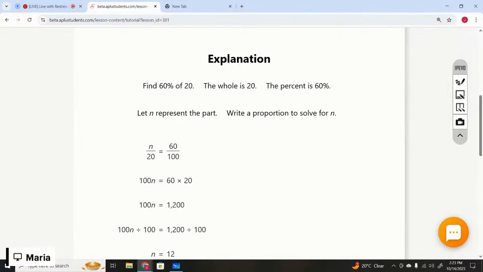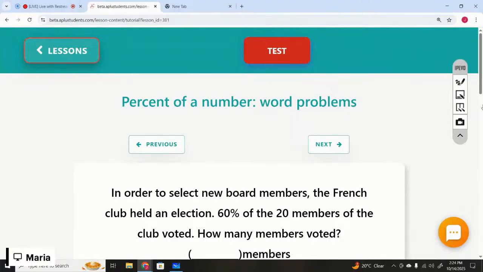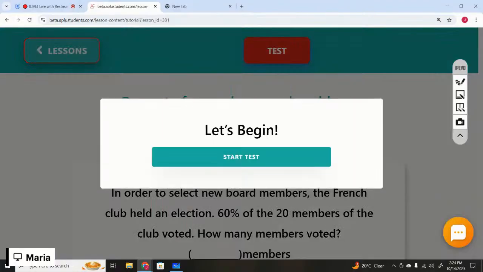So we need to make the proportion, that is n divided by 20 equals 60 over 100. So n equals 60 times 20 over 100. n equals 12. The correct option is 12. Let's just start with the test question.